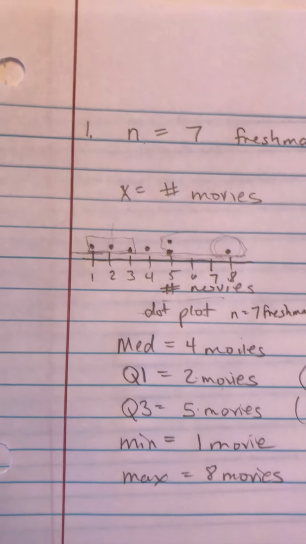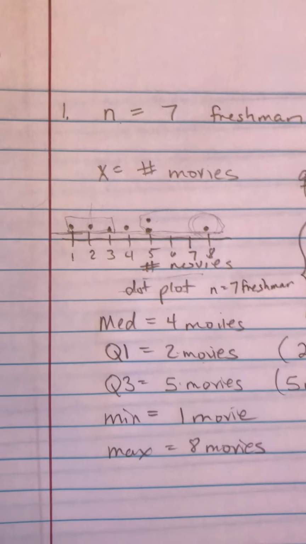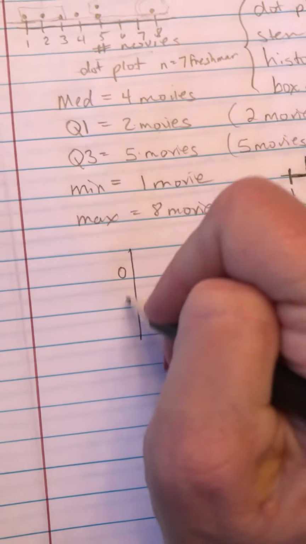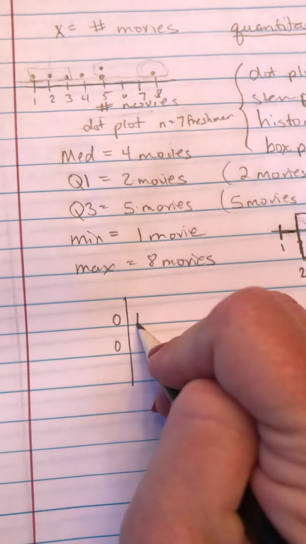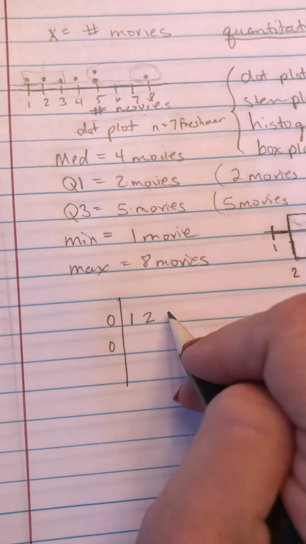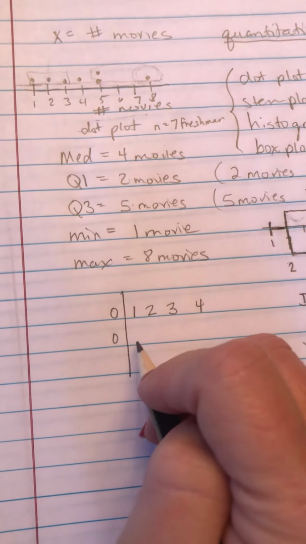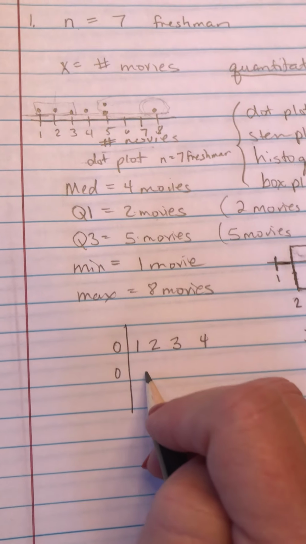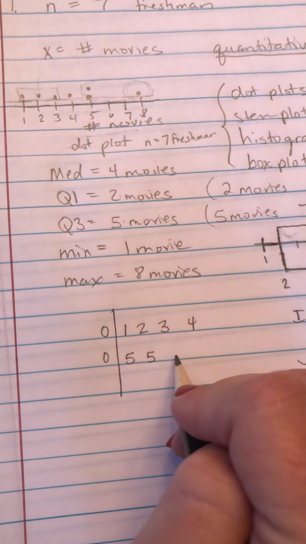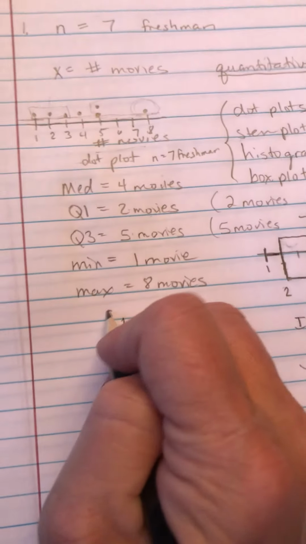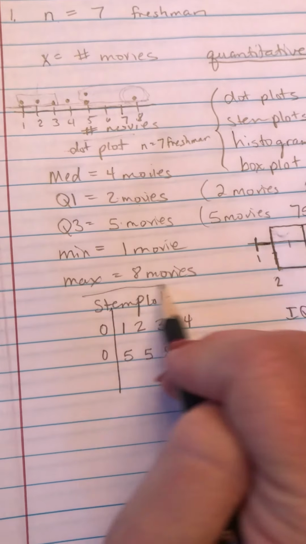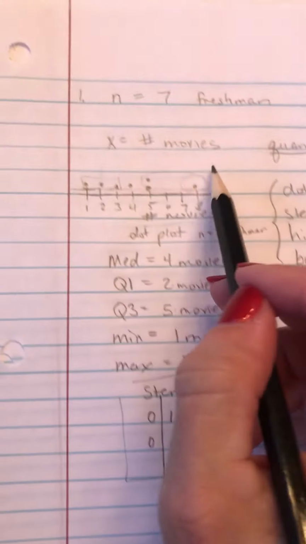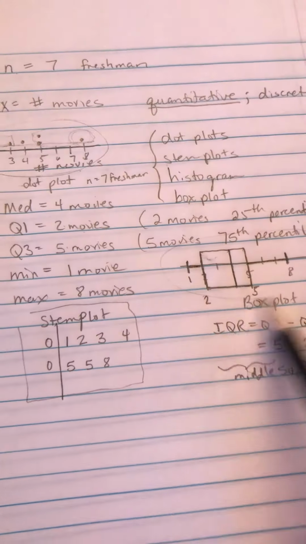A stem and leaf plot, not very exciting. Just to review, so no 10s digits, only 1s digits. You would have a leaf at 1, 2, 3, and 4. The leaves for the other values would be 5, 5, and 8. So this would be a stem plot for the number of movies. So I've represented it in 1, 2, and 3 different ways.